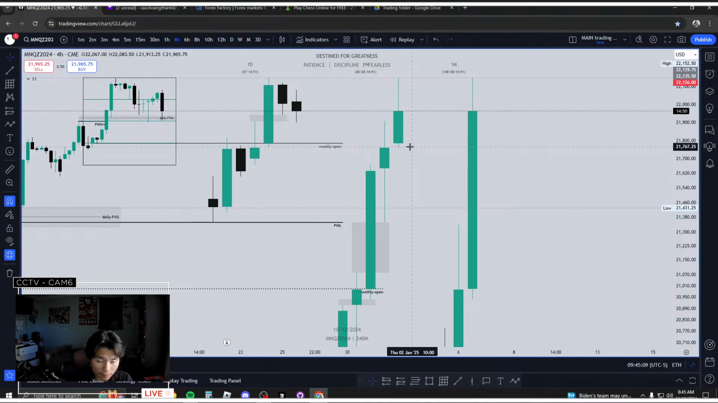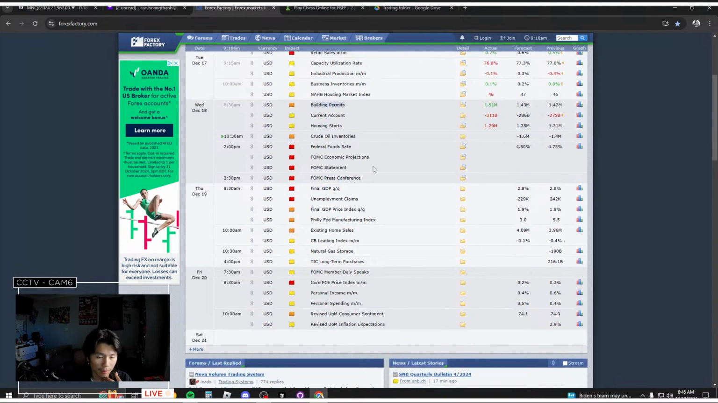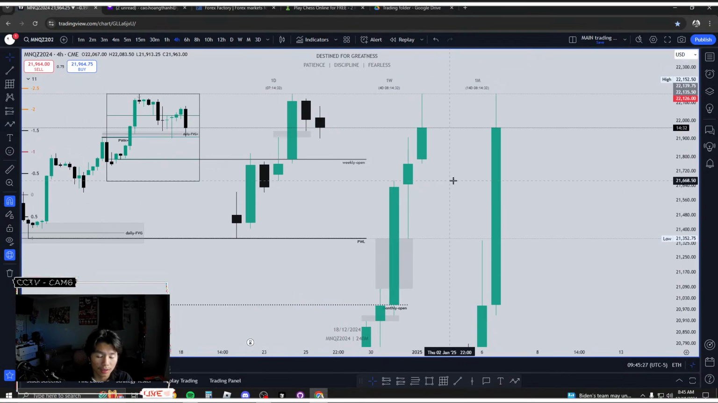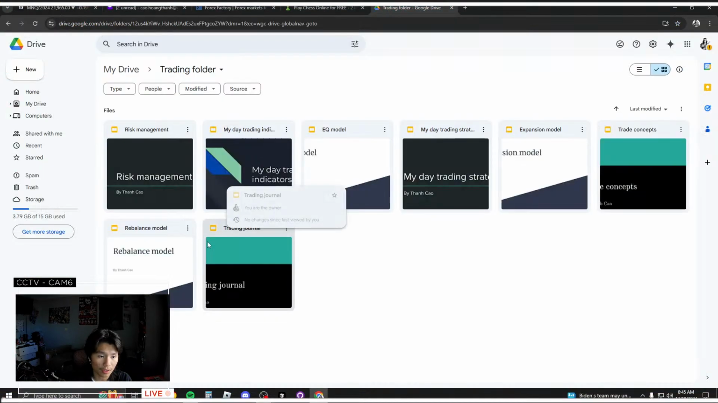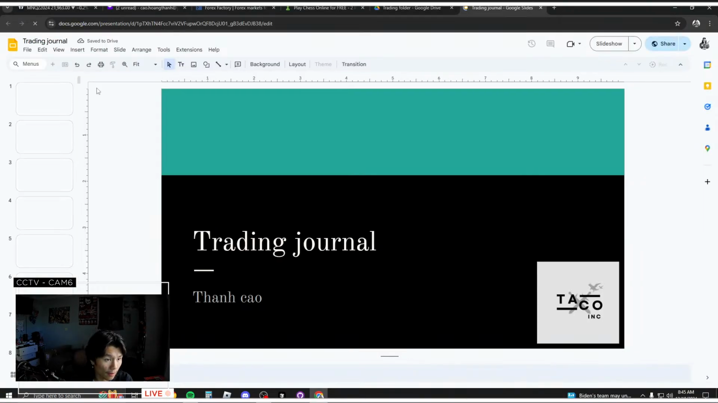Or we could consolidate, but I'm not really anticipating a consolidation coming into this week with all of the news that we have. FOMC tends to not cause consolidation. It tends to cause a lot of movement, a lot of range. So yeah, my anticipation was for us to take out previous week's high, and this is also noted.